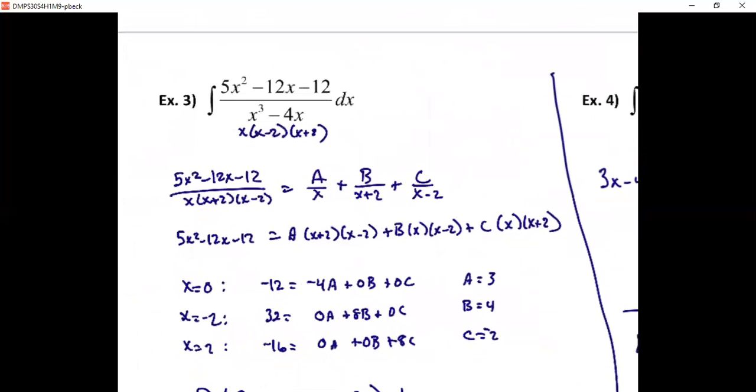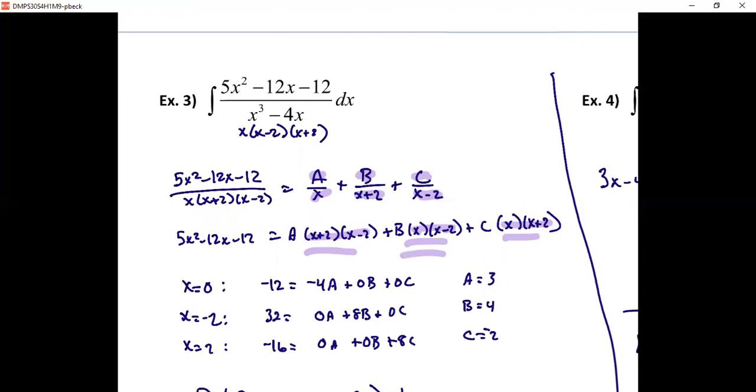Example number 3, we have 3 factors. So since we have 3 factors, I now am going to have 3 denominators, which prompts me to have an A, B, and a C. So what I did was I said, okay, A would have to be multiplied by the other 2, B multiplied by the other 2, C multiplied by the other 2. And then I eliminated: if x is 0, my B and my C are gone. If x is -2, my A and my B are gone.